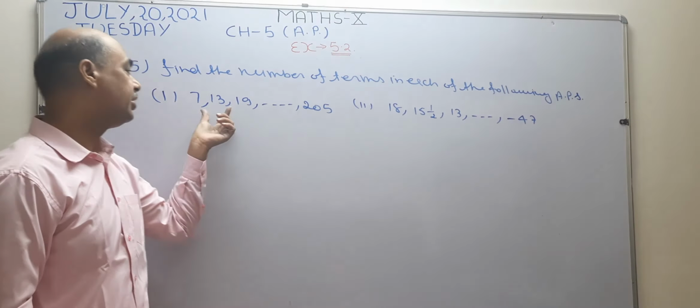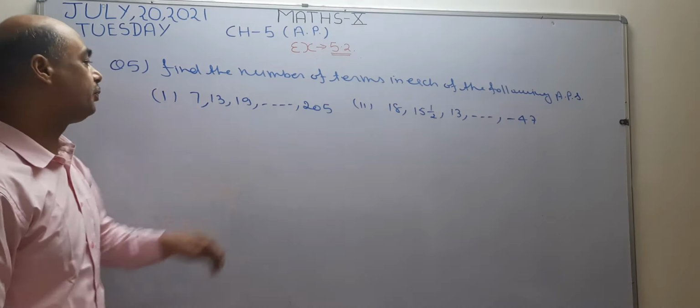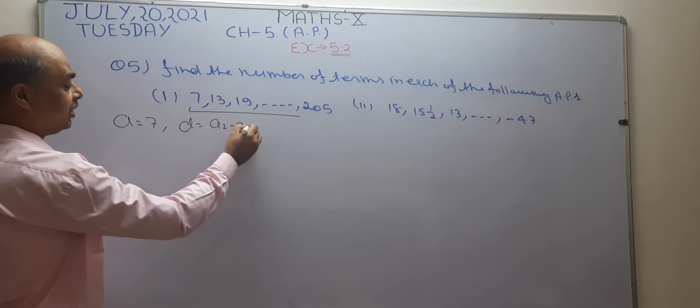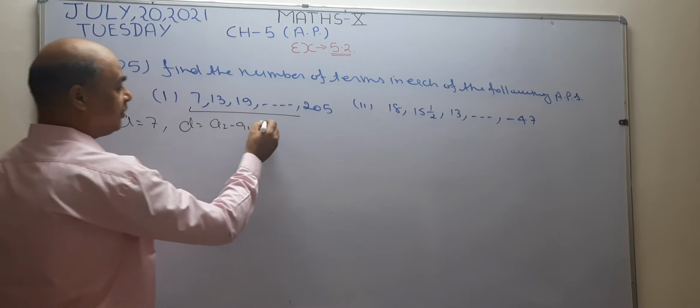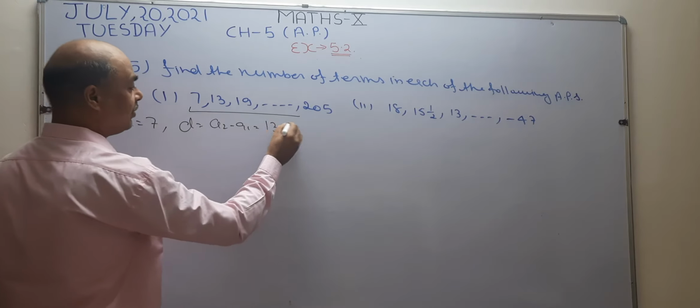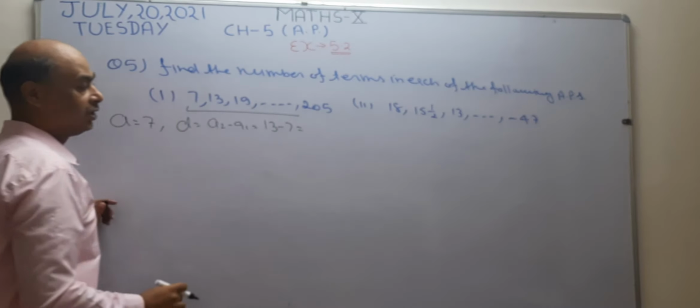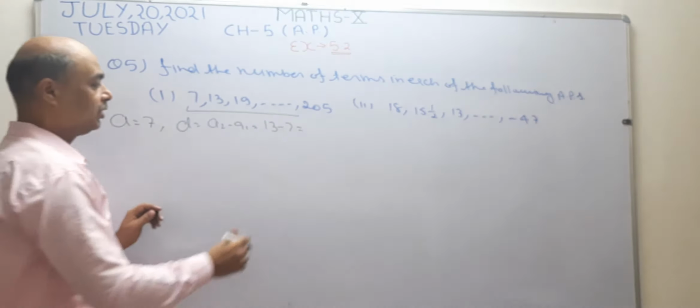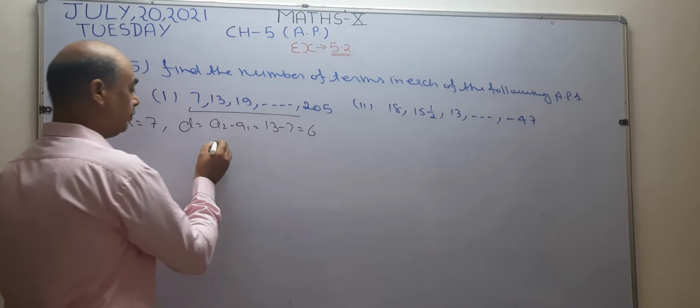Since it is an AP, I want to check the values of A and D first. A means the first term. The first term of the AP is 7. Finding the value of D: D means common difference. The formula is A2 minus A1. What is the second term? The second term is 13. What is the first term? 7. 13 minus 7, how much? 6. So the value of D becomes 6.